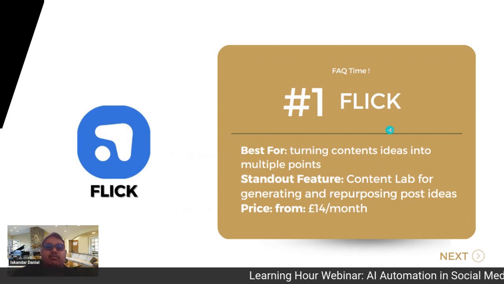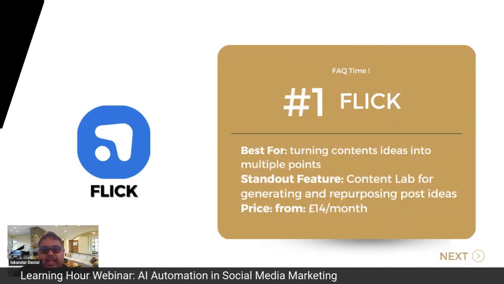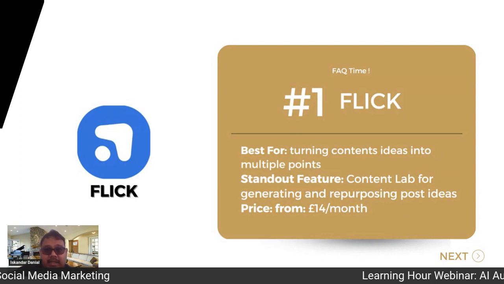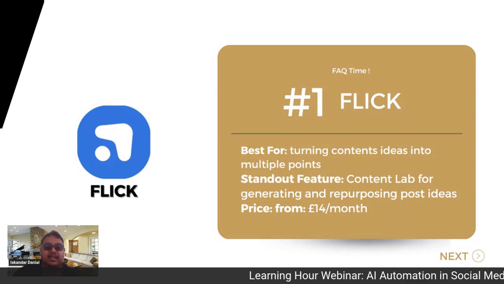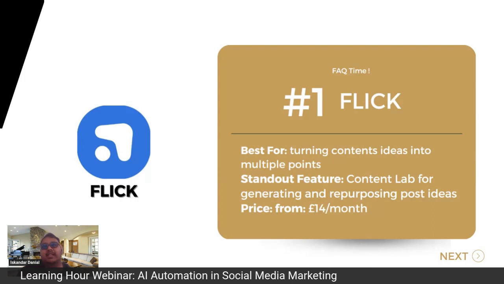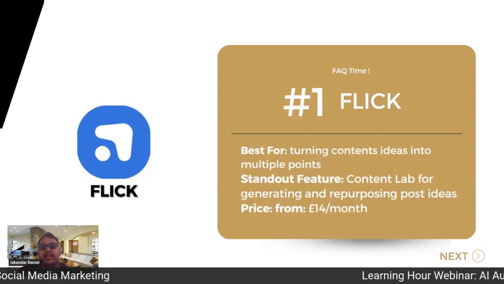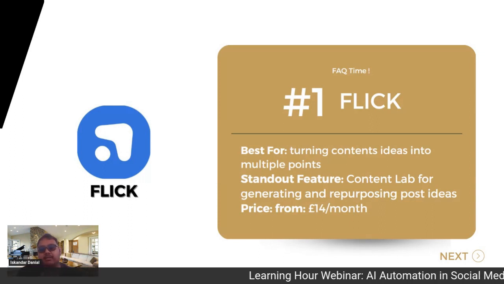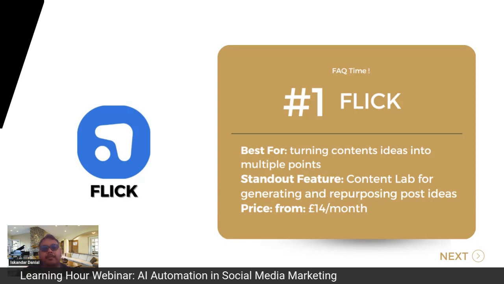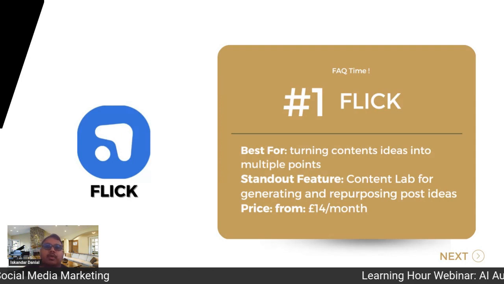The first one would be Flick. Flick is one of the AI tools that can help you generate content ideas in a few seconds. These content ideas can be broken down into multiple points. Say we have a 30-day schedule: you put in one content idea and then it can break it down into multiple points that can be set for each of the particular days. Apart from that, Flick is also used for you to schedule your posts.